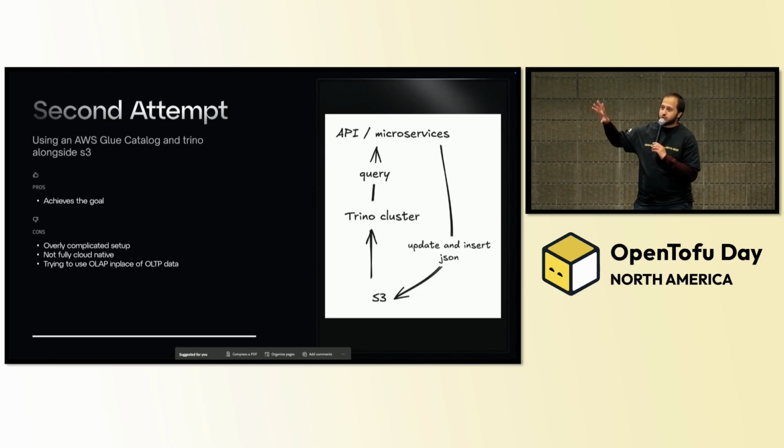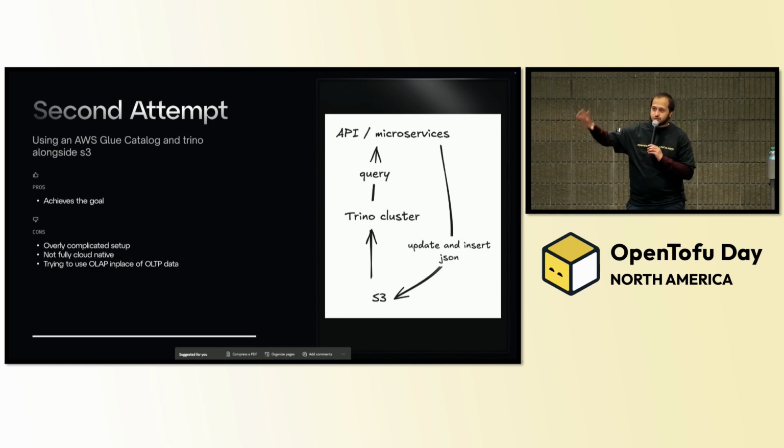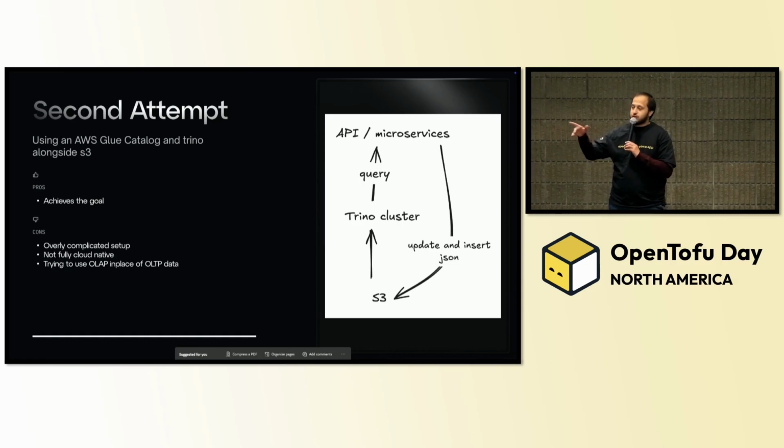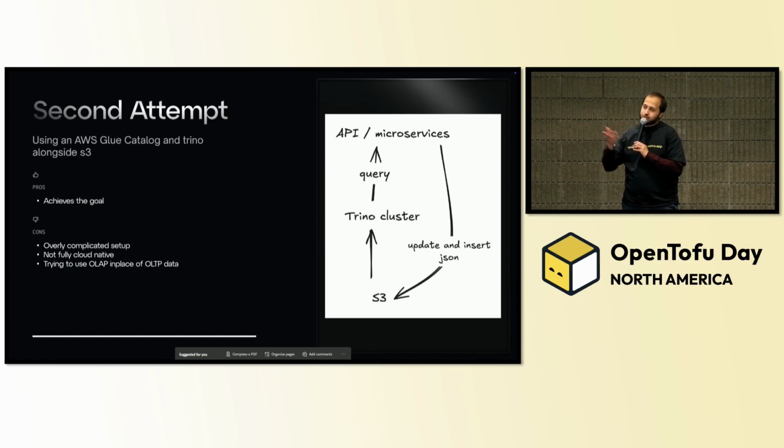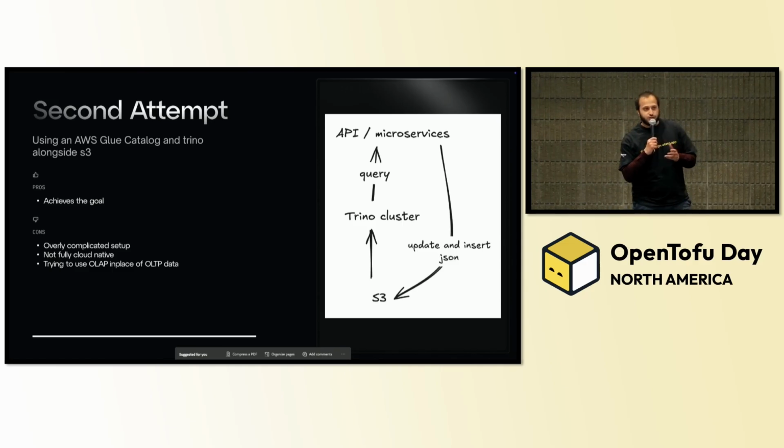Our second attempt was inspired by OLAP, so analytical databases. So we said, okay, let's keep the writes and the edits as JSON records, and then let's set up a Trino cluster for the reads. Well, that did work, but it felt a bit too complicated as a setup, and it needed a lot of AWS native services, so it's not transferable.